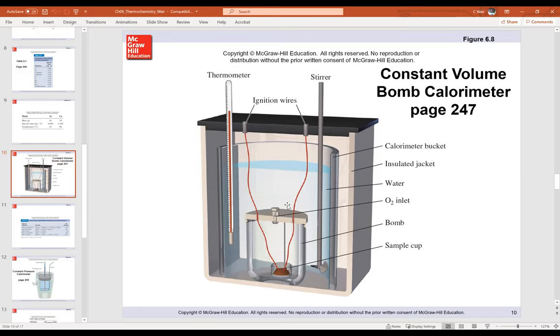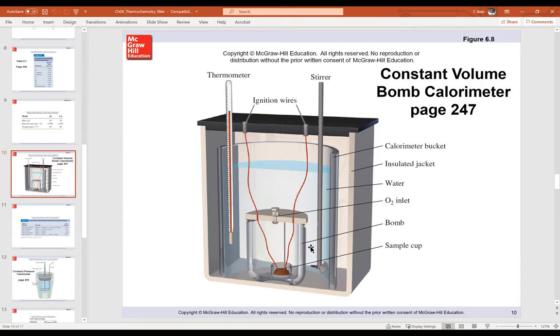Because once you set this on fire, as the sample burns, the heat that the fire puts off is going to be transferred to the water. So the way we're going to quantify the heat that's being given off by the burning sample is we're going to measure the temperature change of the water. And you'll see that there's a stirrer here, and the stirrer is going to be stirring the water to ensure even mixing of the heating of the water as the heat is given off.